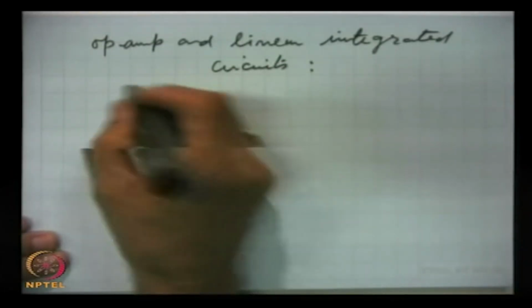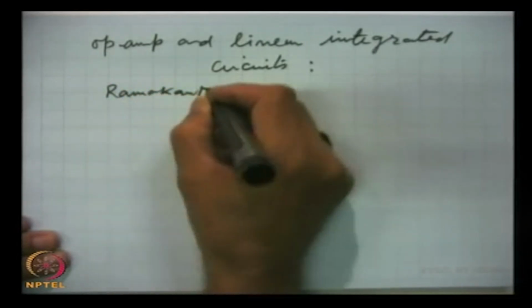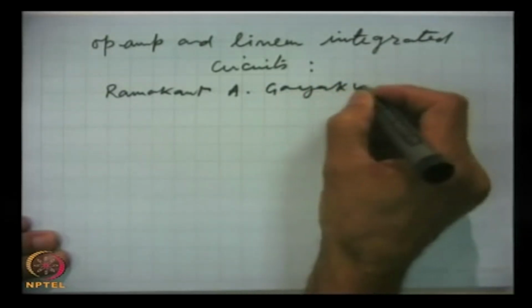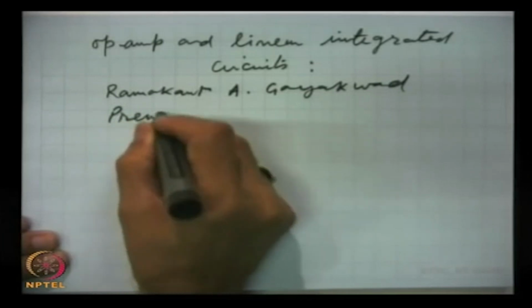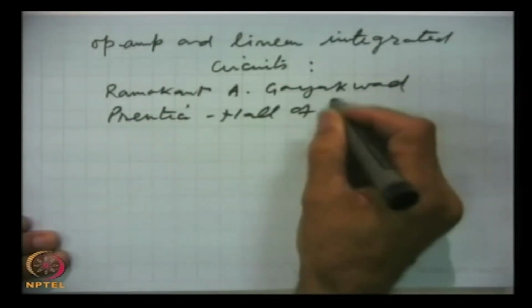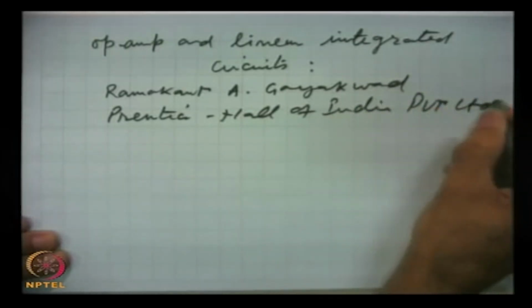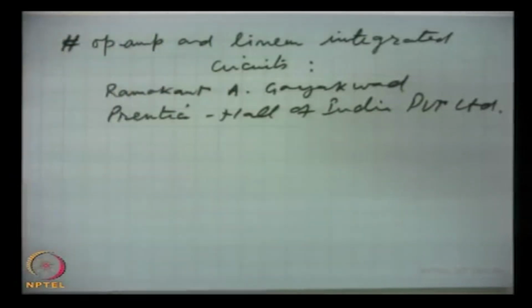This is by Ramakant A. Gaikwad, and this is published by Prentice Hall of India Private Limited. Very good book. The whole book is on op amps and integrated circuits.